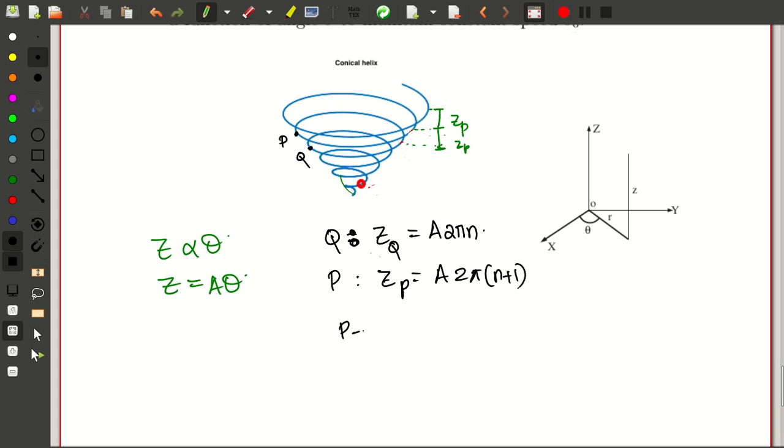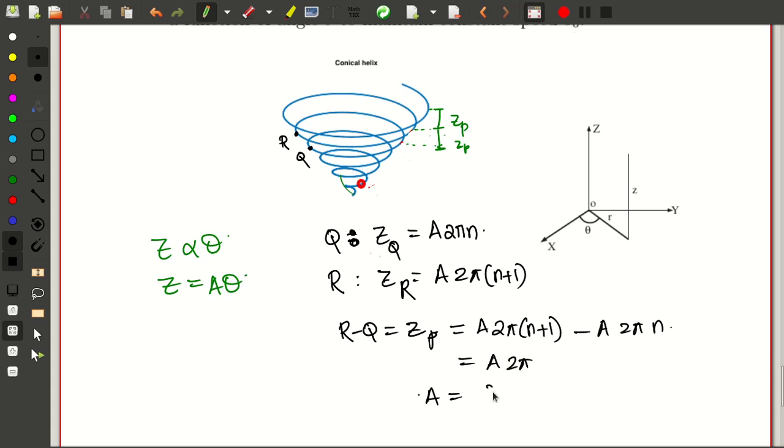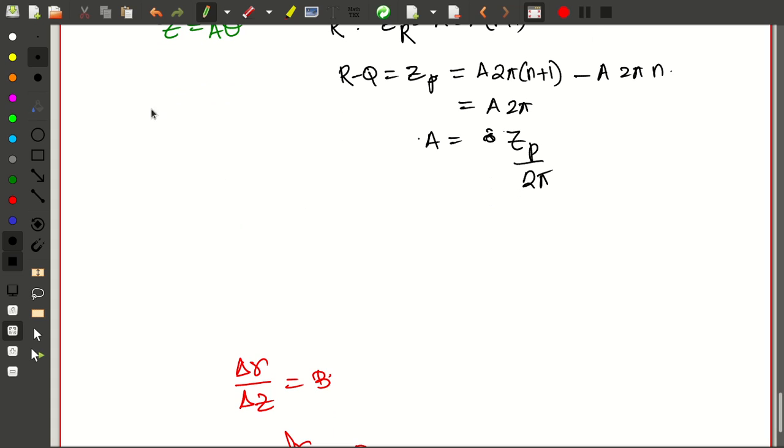So you know that P minus Q, if you calculate, it should be equal to Zp. Sorry, this confusion should not be there, so let me take this position as R. So ZR minus ZQ should be equal to Zp. That is the height difference. It should always be constant, which is equal to a 2 pi (n plus 1) minus a 2 pi n, which is basically equal to a 2 pi. Therefore a you can calculate from here, which is equal to Zp divided by 2 pi. Therefore that's the functional form of z over theta. You can see it here.